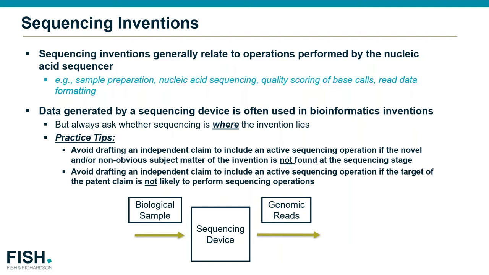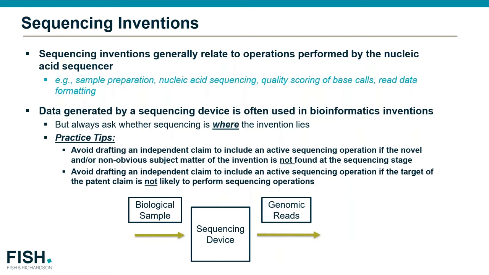So one of the types of examples of inventions in this space may be sequencing inventions. These may include sample preparation, nucleic acid sequencing, quality scoring of base calls generated by the sequencer, and perhaps read data formatting that's going to be output by a sequencer.